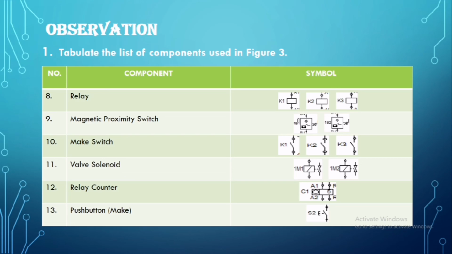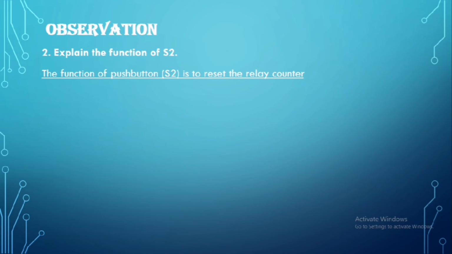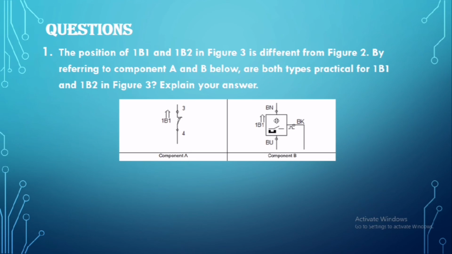The second question for observation is to explain the function of S2. The function of push button S2 is to reset the relay counter. For the question: the position of 1B1 and 1B2 in figure 3 is different from figure 2. By referring to components A and B below, are both types practical for 1B1 and 1B2 in figure 3? Explain your answer.